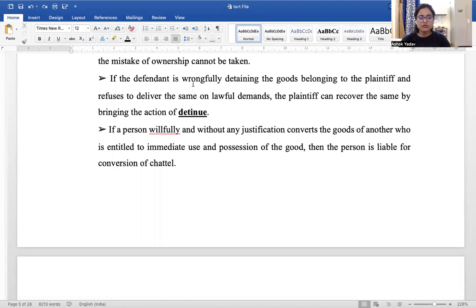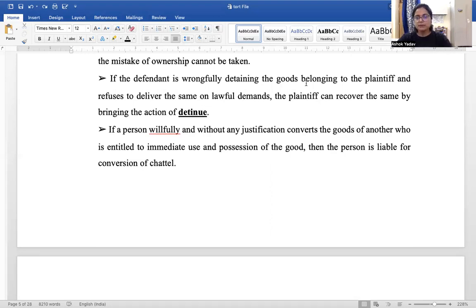So what is detenue? Detenue is basically when you're detaining the goods belonging to the plaintiff and refuse to deliver the same on lawful demand. Suppose you give me your mobile, or suppose you lend me your watch. Okay, you wear it for 2-3 days, and whenever you wish, you can return it back to me, or I'll ask it from you whenever I want. Right now, what happens? You ask for your watch from me after 7 days, after 1 week, but I'm not giving it back to you.